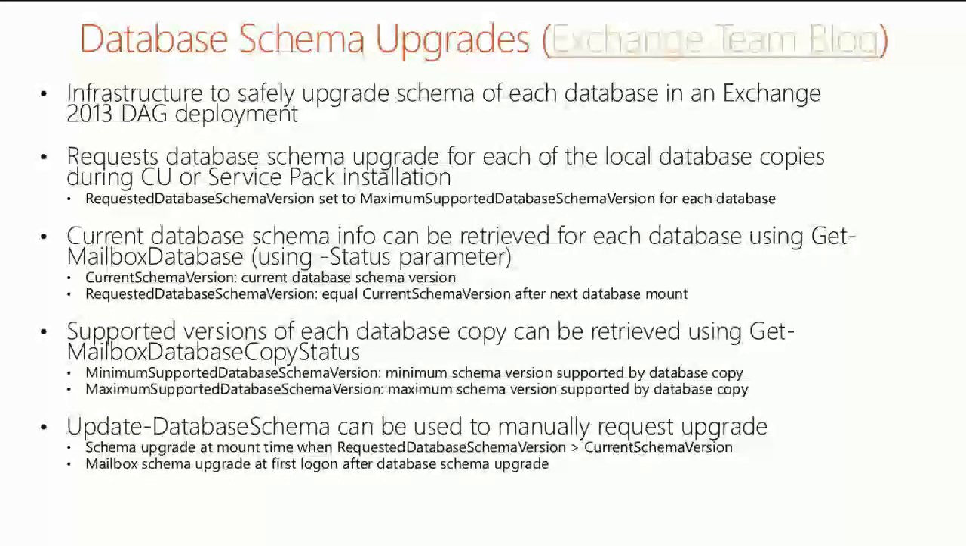But we essentially record current database schema info. You can retrieve that with Mailbox Database or Mailbox Database copy status. It allows you to determine the version that the server is capable of and what version the database copy is actually running at. And if you want to manually update a database schema, although I don't think it'll be necessary in most cases, it's possible through the command Update-DatabaseSchema.